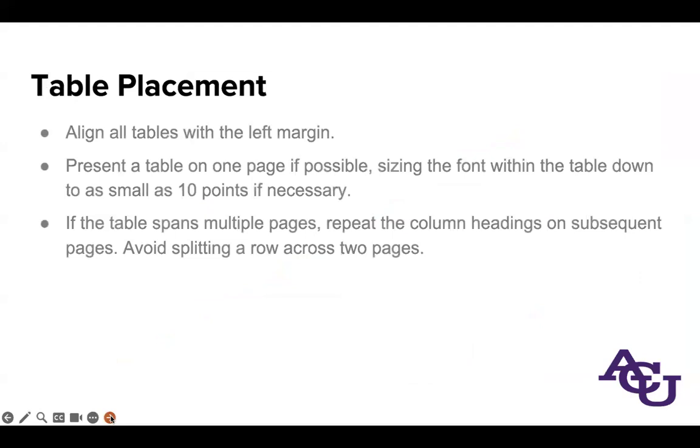Table placement. We're going to align all tables with the left margin of your paper. You present a table on one page if possible because it's easier for the reader to keep up with it if they don't have to flip pages back and forth to figure out what's going on. To keep a table on one page, you are allowed to size the font within the table down to as small as 10 points if it's necessary to help it fit on one page. If you absolutely have to have the table on more than one page, you have to repeat the column headings on subsequent pages, and you should never split a row across 2 pages because that just makes it confusing to try to read.